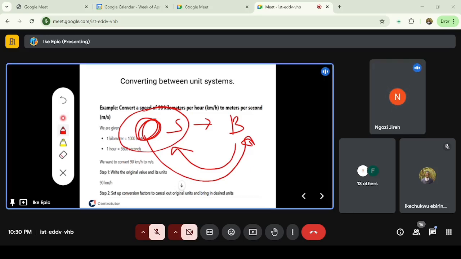When you're moving from a smaller unit to a bigger unit, you divide by the conversion factor. But when you're moving from a bigger unit to a smaller unit, you would multiply by the conversion factor.